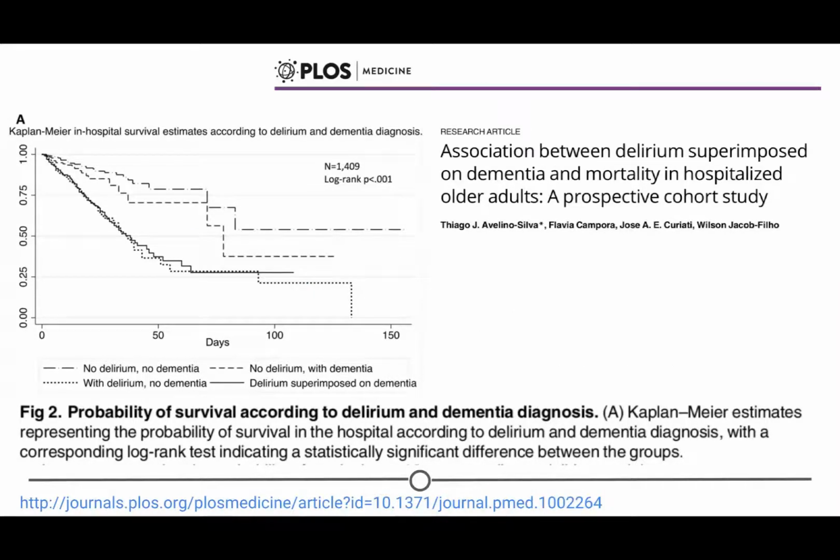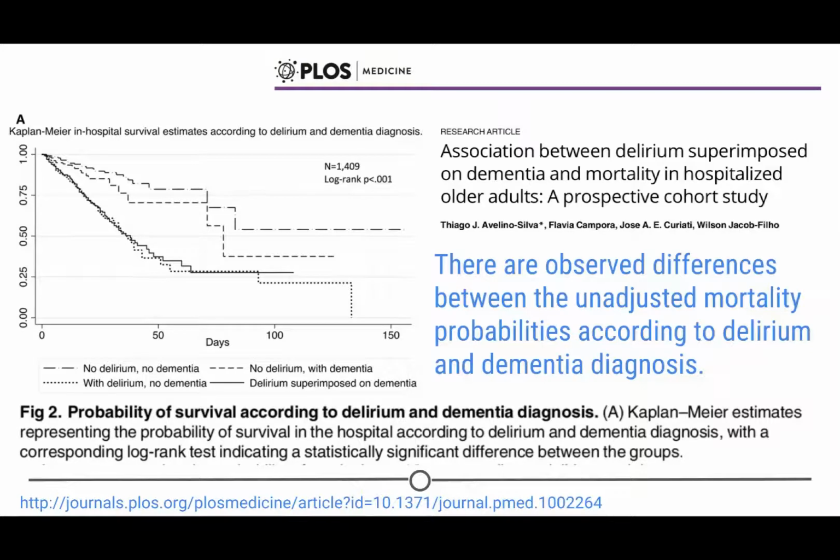Here is an example of a survival curve from the delirium and dementia paper. This plot compares 4 curves: no delirium and no dementia, delirium with no dementia, dementia with no delirium, and delirium superimposed on dementia. We can interpret this graph that there are observed differences between the unadjusted mortality probabilities according to the delirium and dementia diagnosis. Again, recall that this is a qualitative comparison between these different curves, and it has not been adjusted for confounders, but it does allow you to visualize the differences in a way that the regression modeling with the hazard regression is not as easy to see.